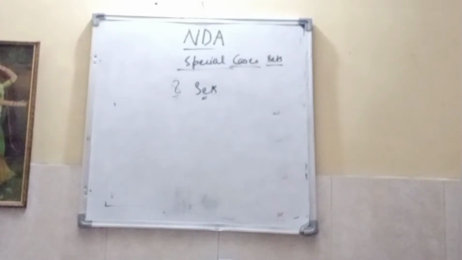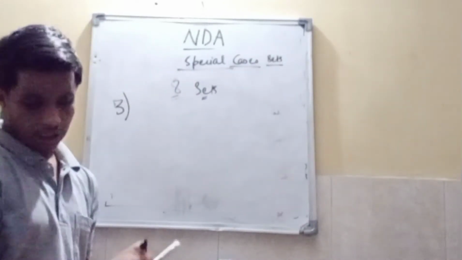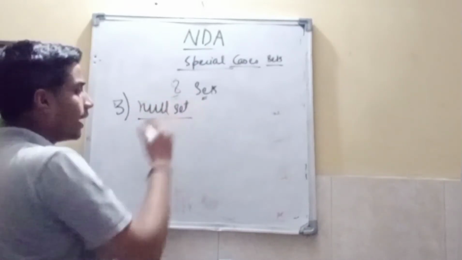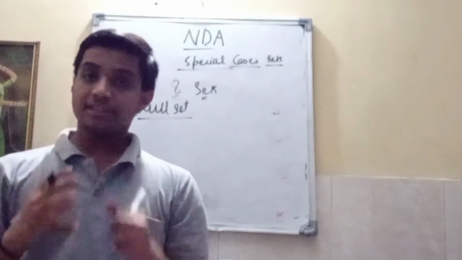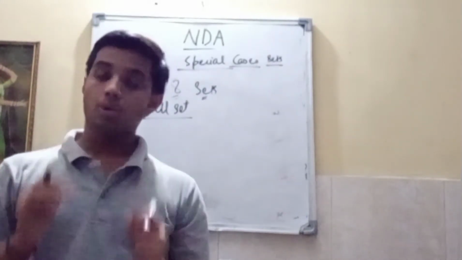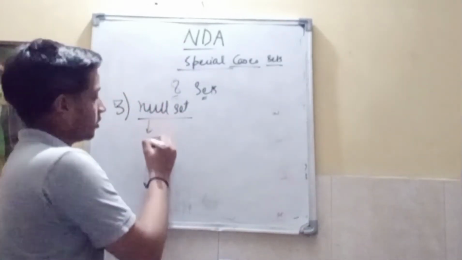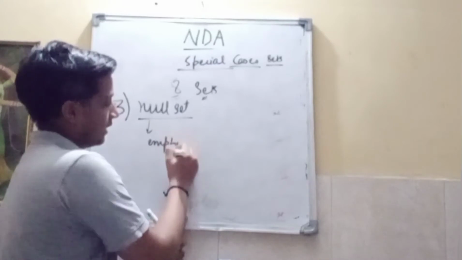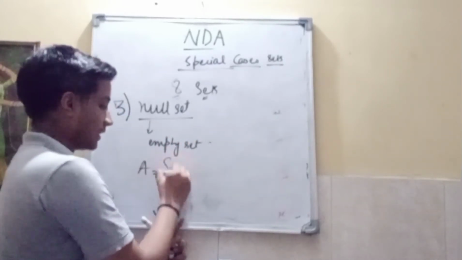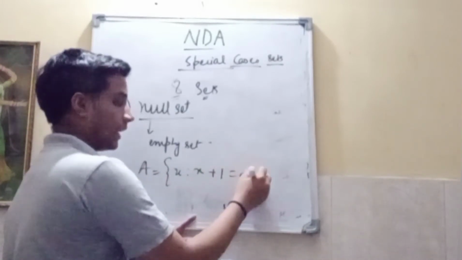The next thing we have to learn is the third type of special set. The third type is null set. As I discussed earlier, a null set is a set in which there is no element. It is an empty set. Null set is also known as an empty set. The simplest example that I have given is A is equal to {x such that x plus 1 is equal to 0 and x belongs to N}.